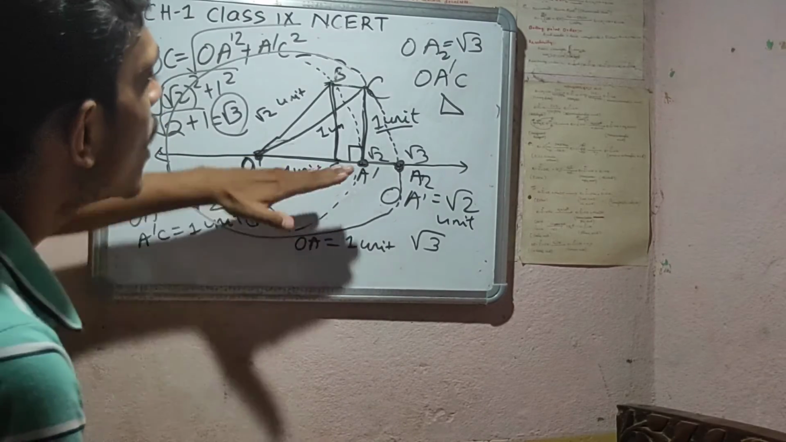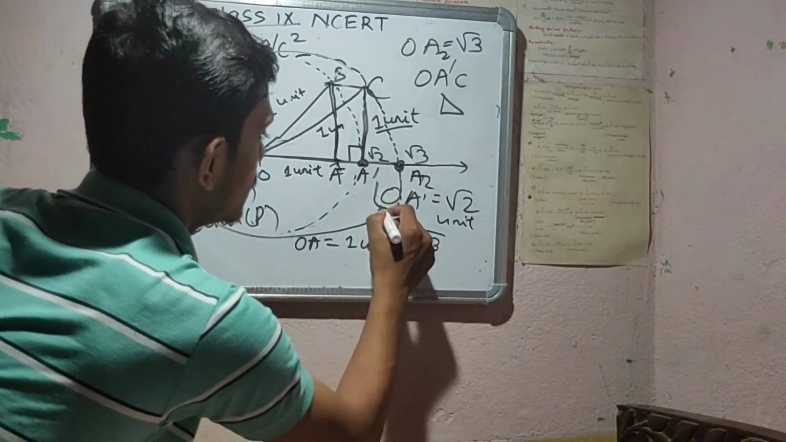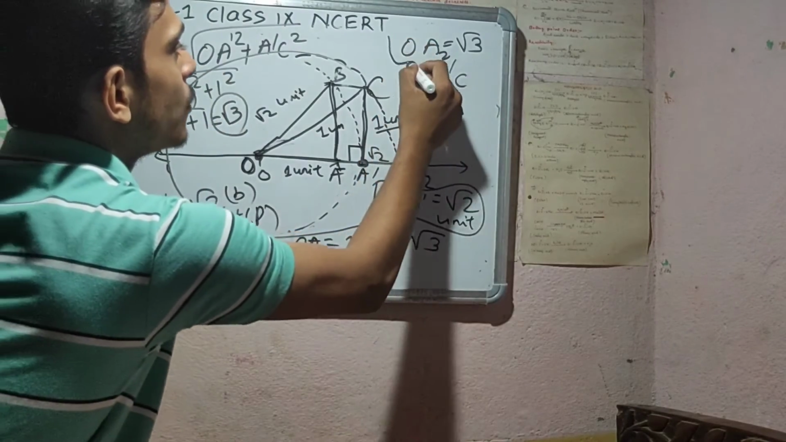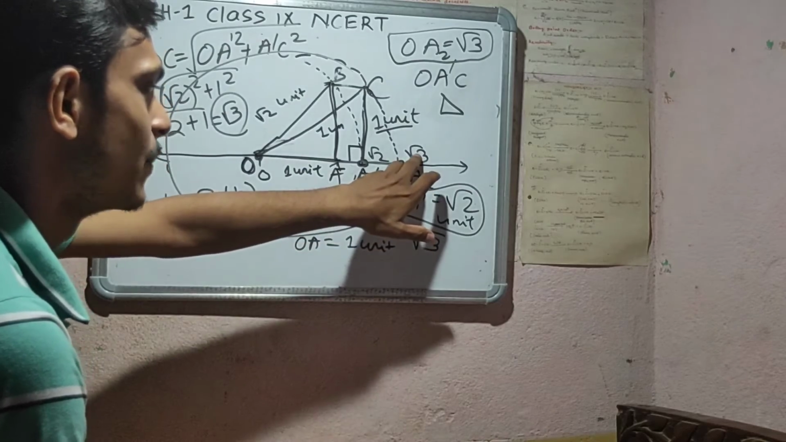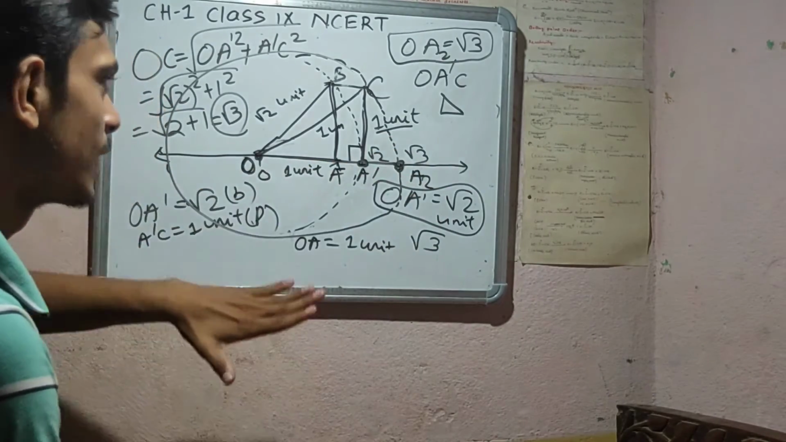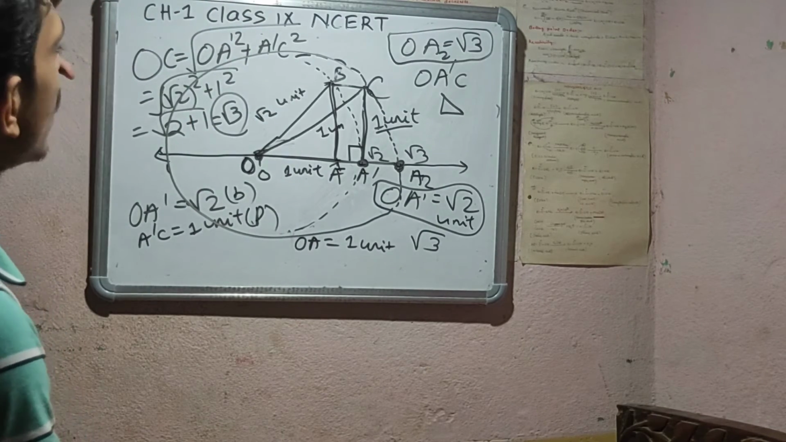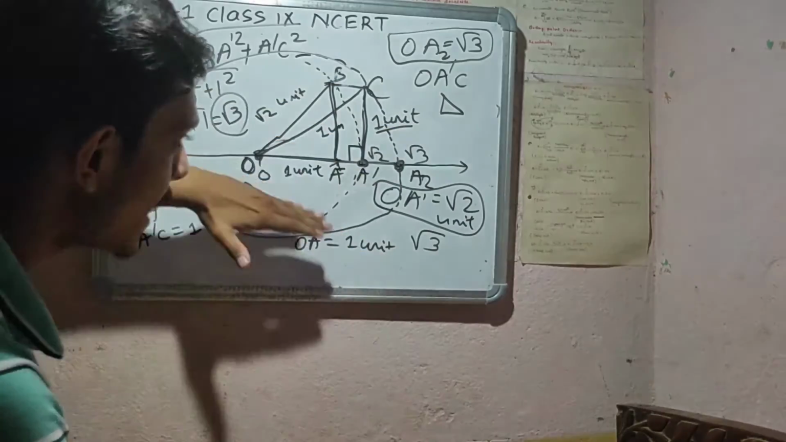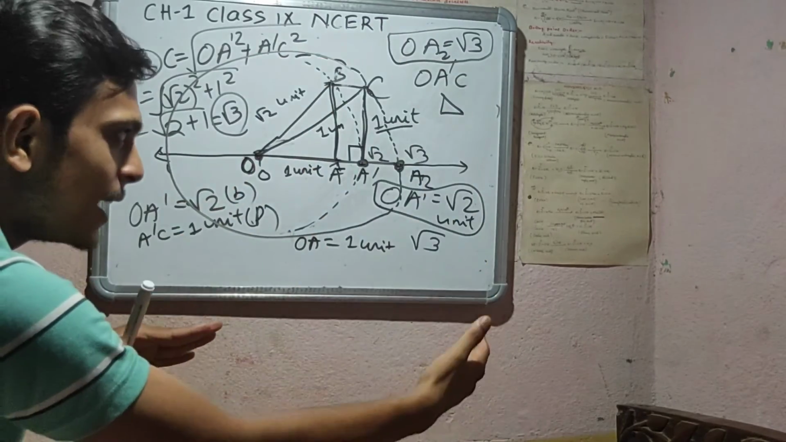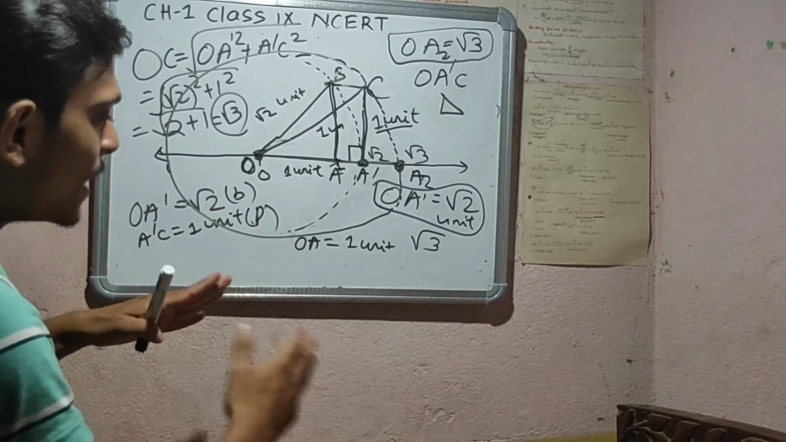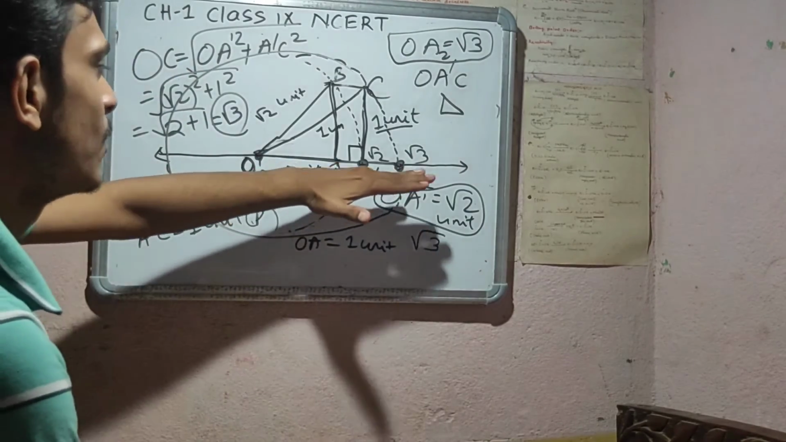In this way, on the number line, this point represents A dash, that is OA dash is root 2 units. And OA2 is root 3 units. So A2 represents root 3, and A dash represents root 2. Clear? And for these, you always have to apply the Pythagoras theorem, that is, taking the right angle triangle. In this way you can find root 5, then root 7, root 8, root 11, root 13. Step by step, we have represented irrational numbers on the number line.